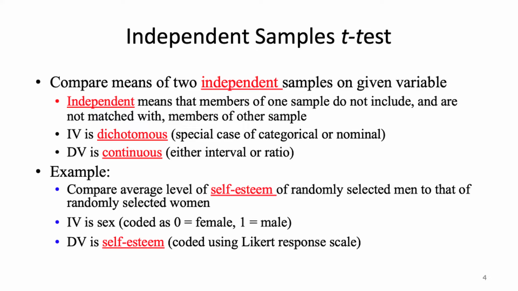And in this case, of course, the DV is self-esteem, usually coded using a Likert response scale. 1 to 5, 1 to 7, 1 to 9, a numeric response scale, 1 to 10, something like that. Some variable that is coded continuously. Let's move on.